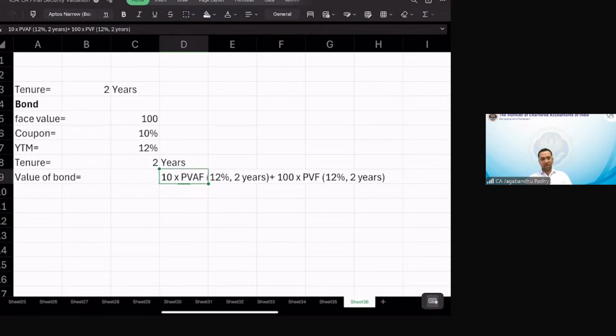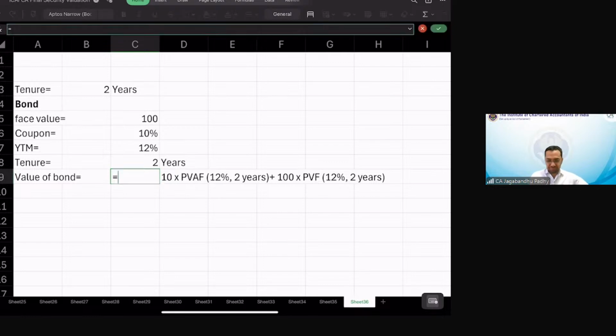Okay, so 10 into present value annuity factor, 12%, 2 years. So give me the value of the bond, guys. Please give me the value of the bond. Value of the bond.